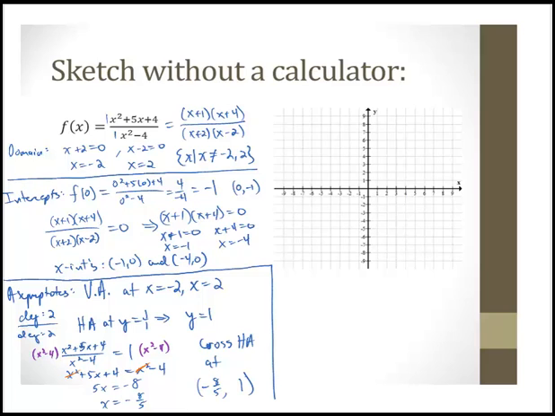All right, so let's draw in the asymptotes in red. Let's see, we have x equals negative 2. I don't like that line. Let's try that again. X equals positive 2. And at y equals 1.